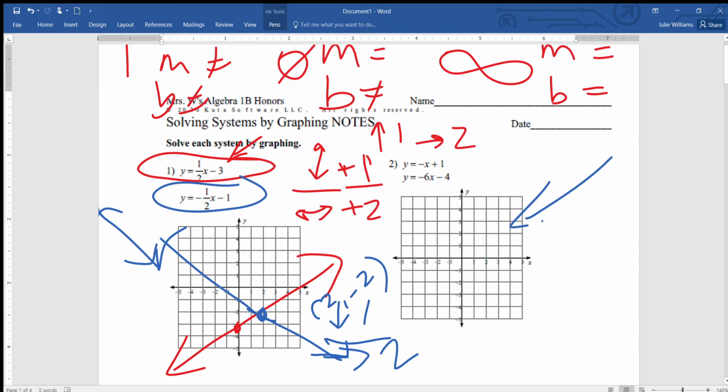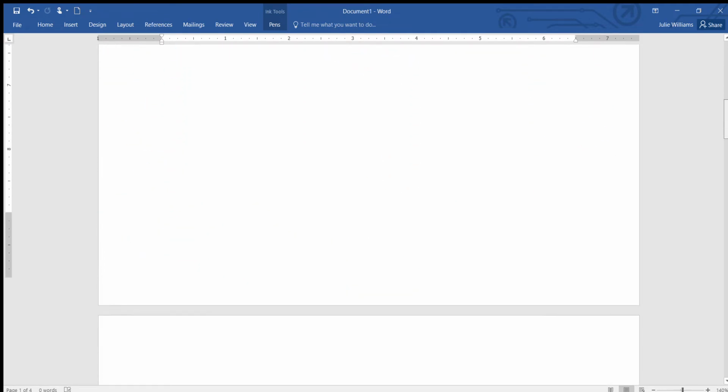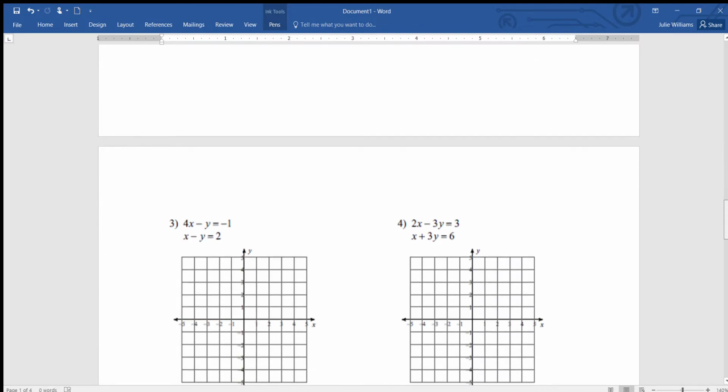We have another one here, very similar to what we just did. I don't think that you guys need that. So I'm going to go ahead and come on down here where they're a little bit more difficult.